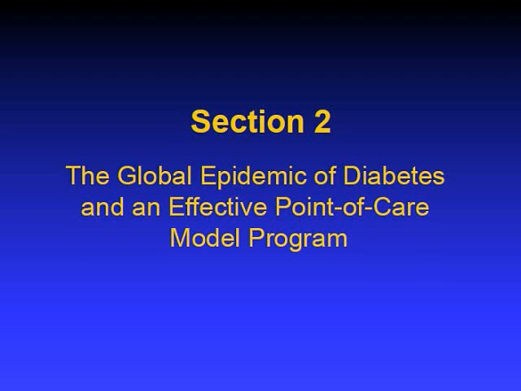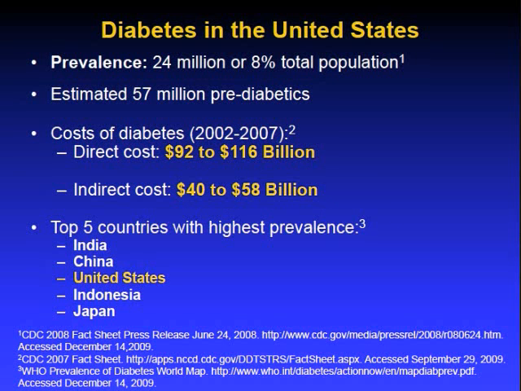The global epidemic of diabetes and an effective point-of-care model program. In the June 2008 fact sheet press release, the Centers for Disease Control and Prevention announced that there was an increase of 3 million people with diabetes in the United States in just 2 years. Now, the United States has an estimated 24 million, or about 8% of the population, with the disease. An estimated 57 million people are pre-diabetic and are at risk for diabetes unless there is intervention.